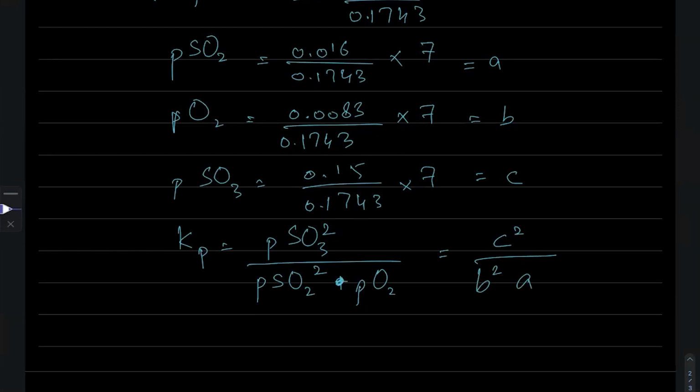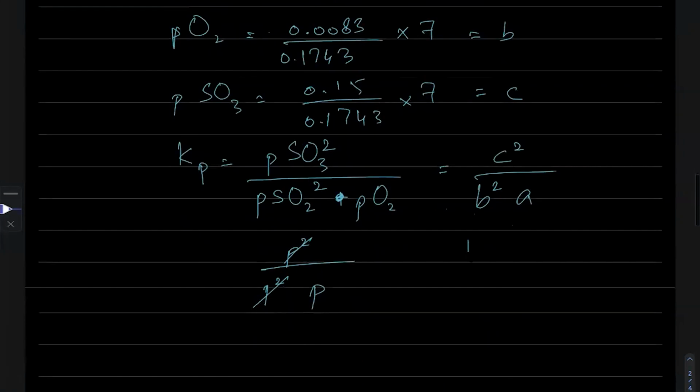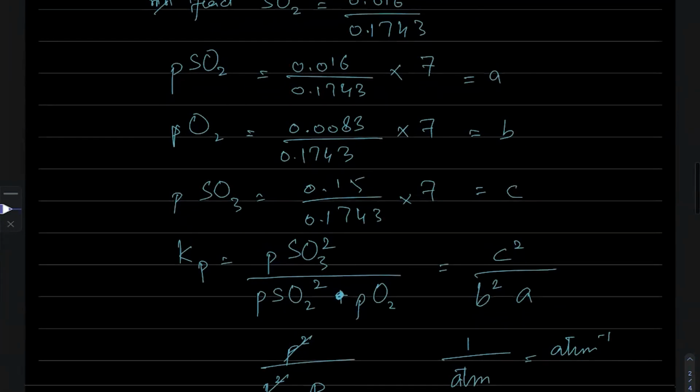And that's my answer. Obviously, for the units, this is pressure squared divided by pressure squared times pressure. This cancels out, and I have the unit of one over pressure. The unit of pressure is atm, so I get 1 over atm, or atm to the minus 1. So that's how I find Kp.